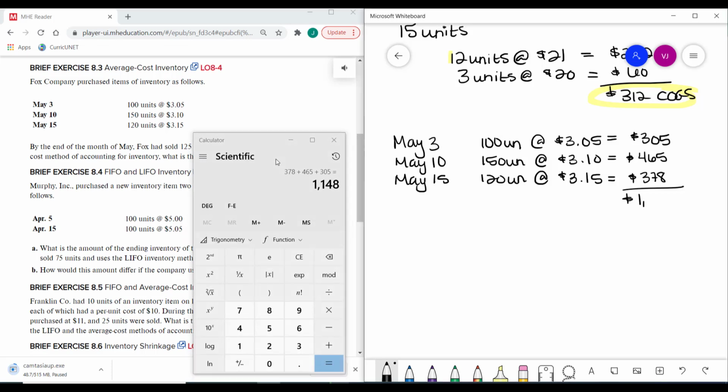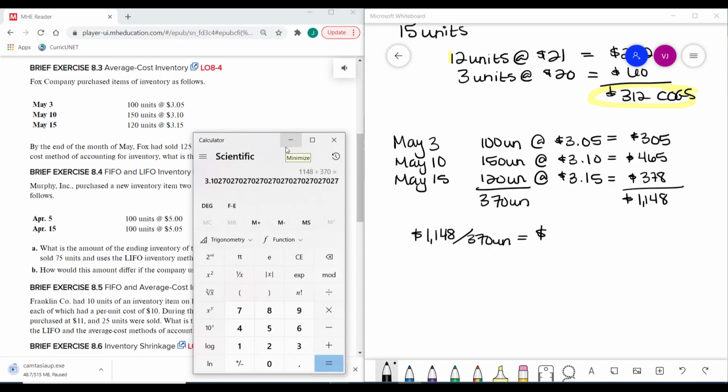That's $1,148 of total cost. And how many units does that total up to? That's 370 units. Okay, so to find the average cost, you're going to take that 1,148 and divide it by the total amount of units it refers to. So what is the average cost for each unit? That comes out to about $3.10. We'll round that to the nearest cent there.